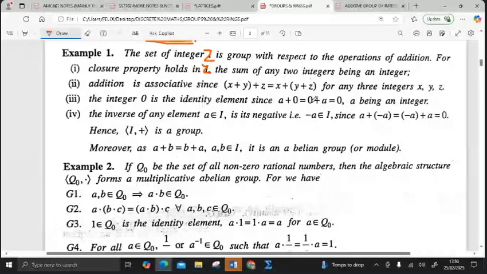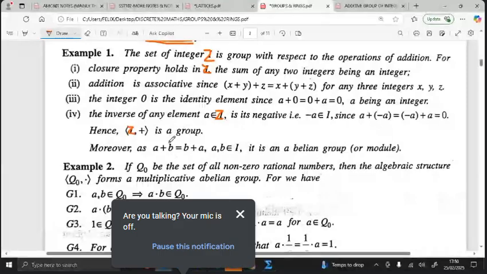Of course, if an infinite set equipped with this operation satisfies the four conditions, the four properties, then we call that an infinite group. Now, in this case, we have two examples.